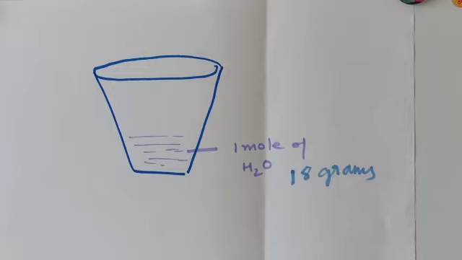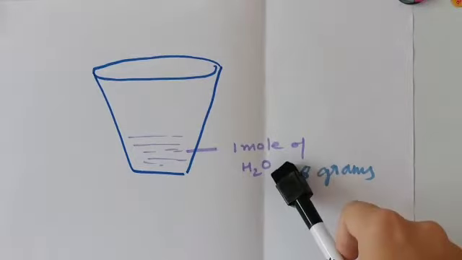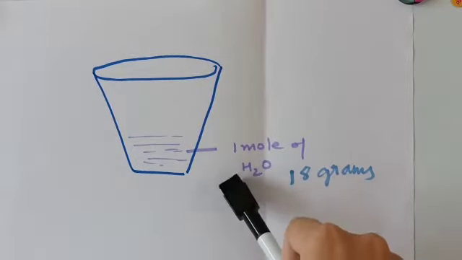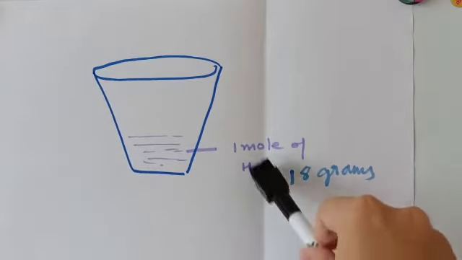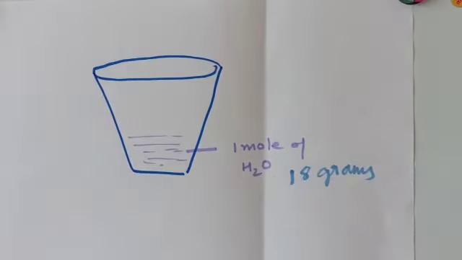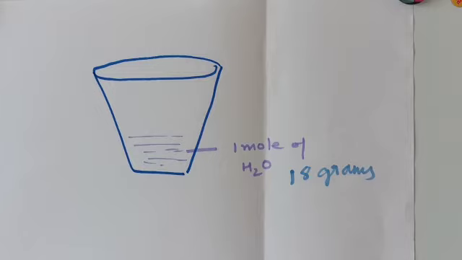How come 18? The molecular mass of H2O is 18. That is 16 plus 2 for H2. 16 is of oxygen, and hydrogen is 1 into 1 plus 1, that is 2. So 18 grams of water is required to make 1 mole.